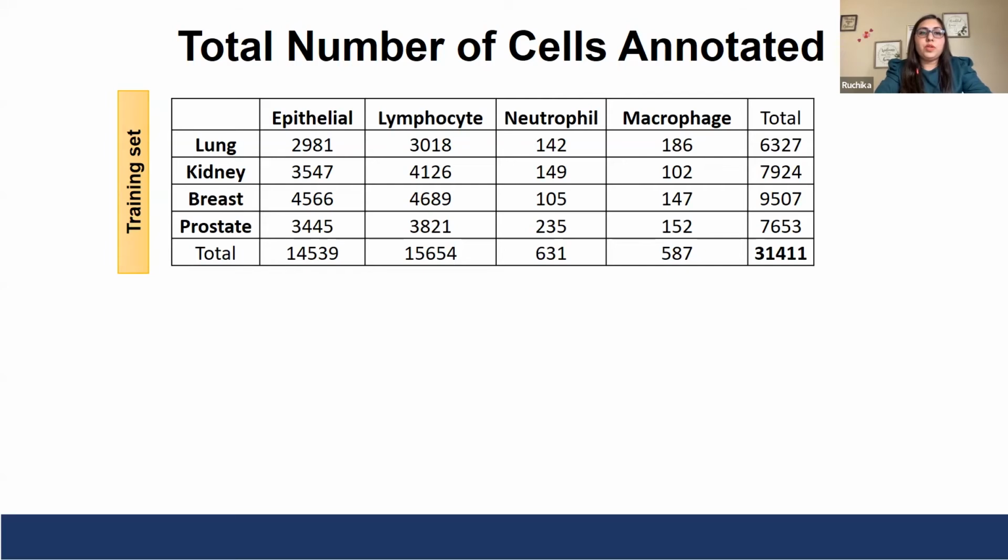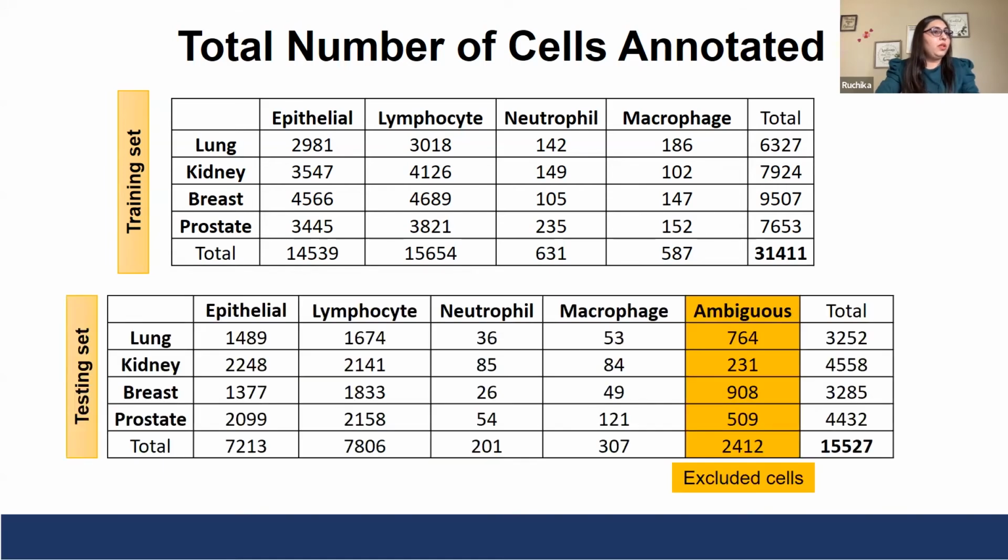This dataset was created using cancer images from 4 different organs: lung, kidney, breast, and prostate. In total, we had almost 31,000 nuclei annotations along with the class information for training the model. And for testing, we created an additional 15,000 nuclei annotations.